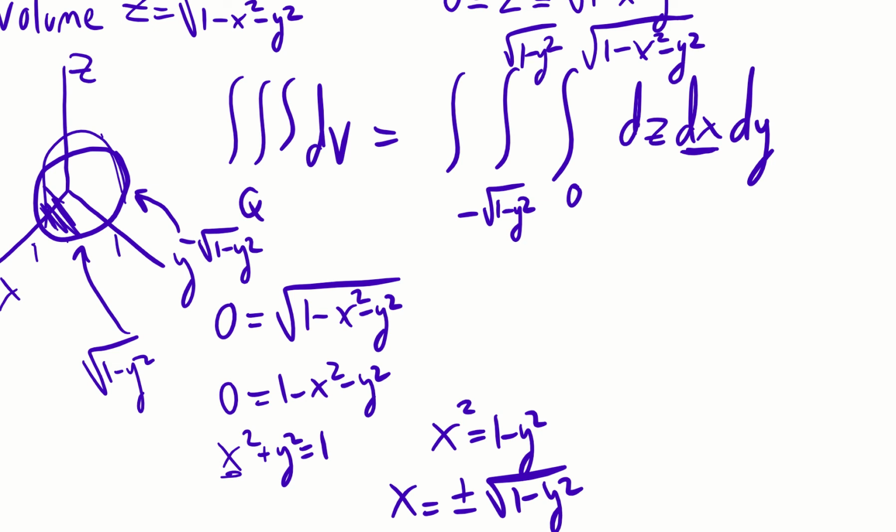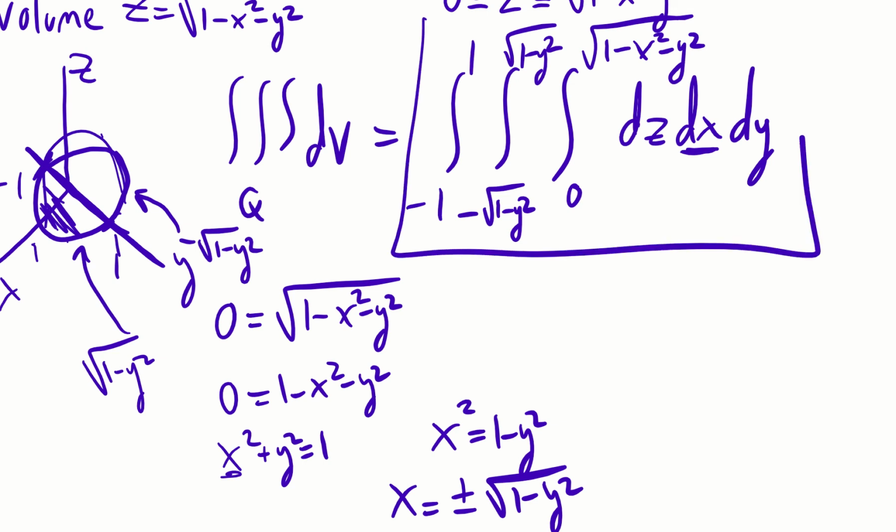And then lastly, we just need our bounds for the y variable. If we look at the y-axis, the y values go from -1 to +1. So there you have it. This would be our triple integral that would give us the volume of the hemisphere.